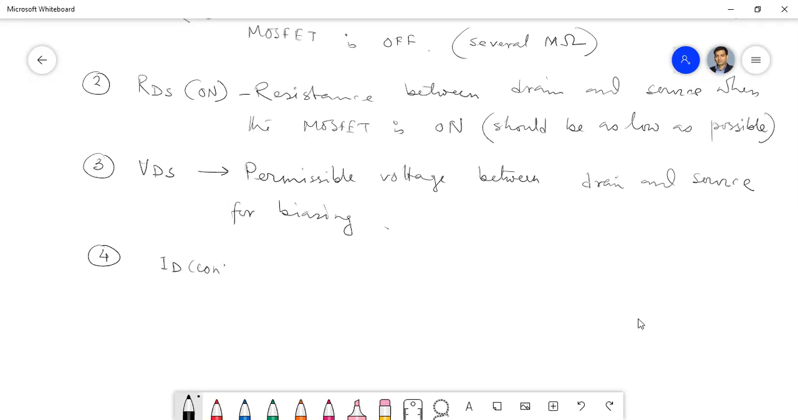Continuous drain current rating. So this is called the steady and continuous permissible drain current.